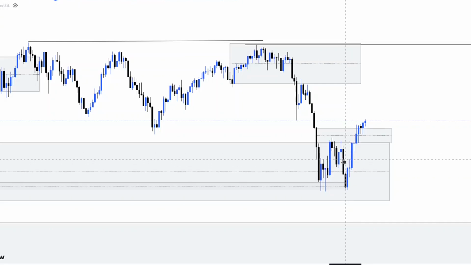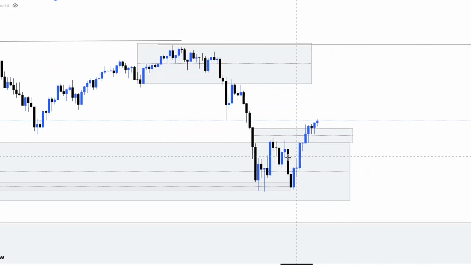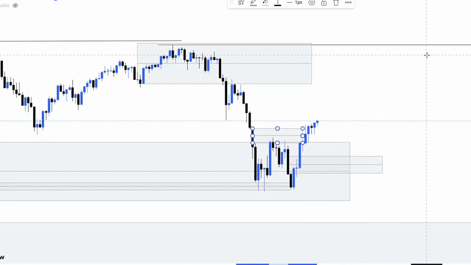But if you look closely here, we have a fair value gap here, another fair value gap here that was disrespected. When we see this fair value gap that was disrespected with momentum, then this area is a significant area to wait for our entry. So let's wait to see what happens.